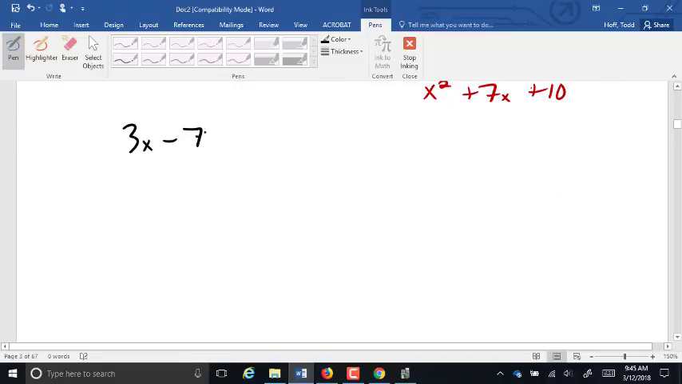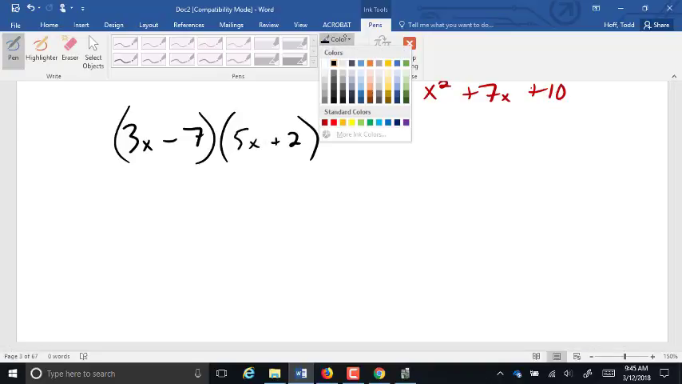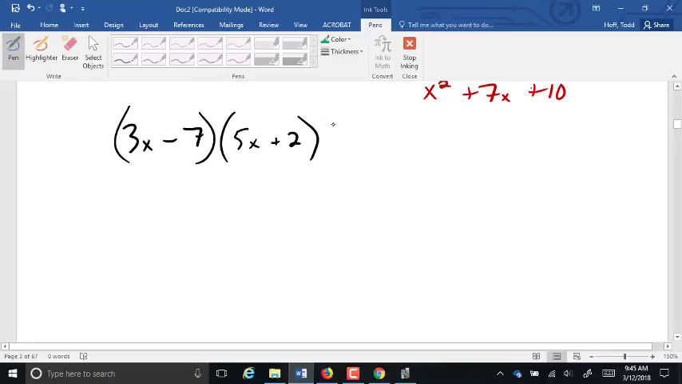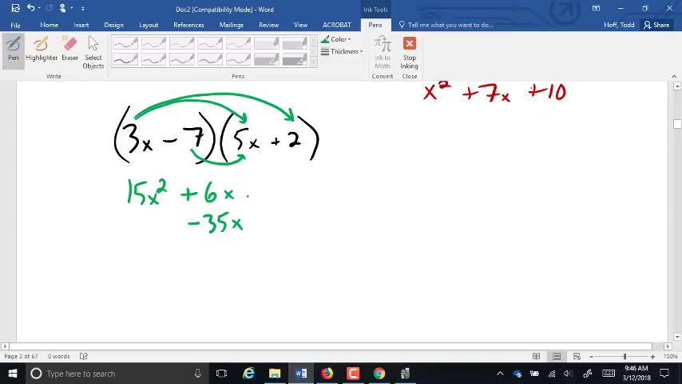We might have 3x minus 7 times 5x plus 2. We're going to follow that same process. 3x times 5x is 15x squared. Good. 3x times 2, positive 6x. Negative 7 times 5x, negative 35x. Now we could have just kept going and writing it over here, but I want to put it under the 6x so that I remember to combine them.